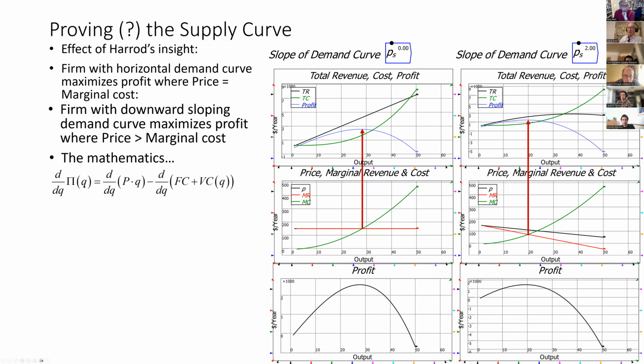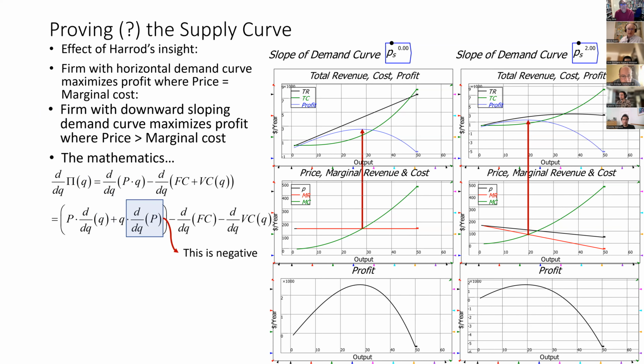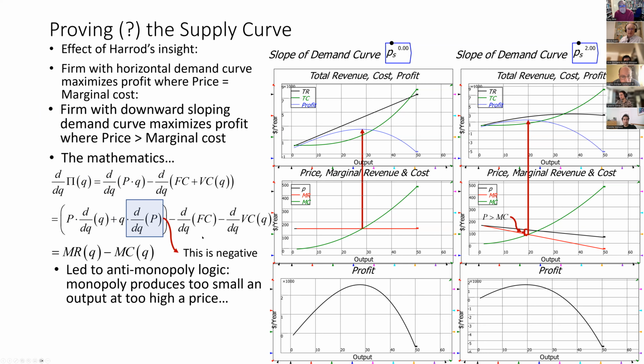So you start from the same point. The rate of change of profit is price times the differential of quantity, plus quantity times the differential of price, minus the differential of costs. Expand it out, you now have P times dQ as before, exactly the same term. But this time, this is not zero. This is now a negative number. So what you think of this is now marginal revenue minus marginal cost. So this is marginal revenue, this whole term. This is marginal cost. And what you get out of this is a whole logic which is anti-monopoly.